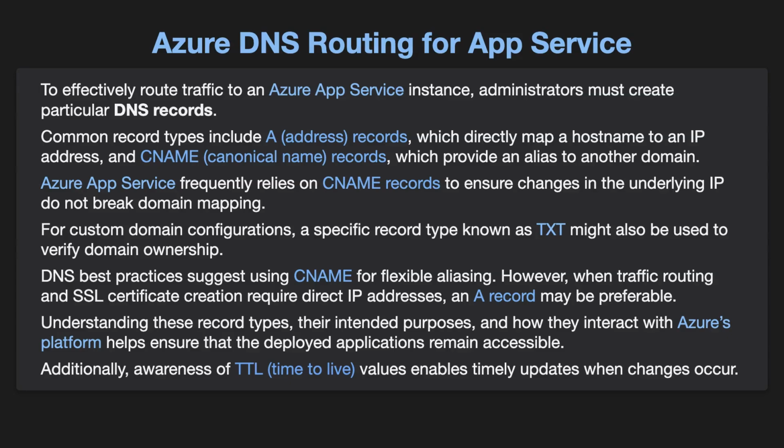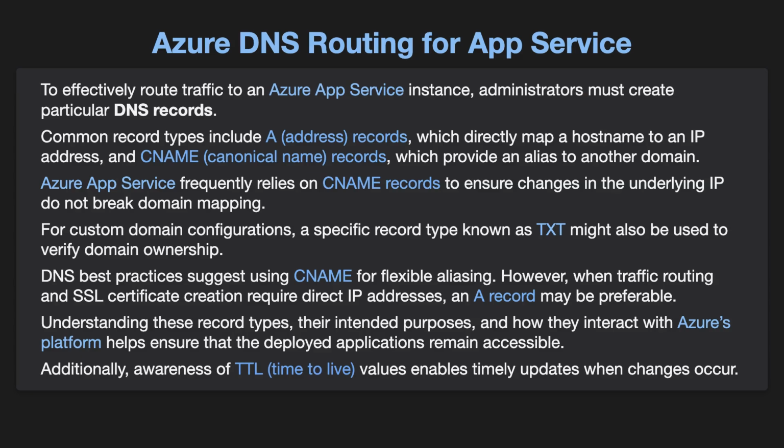To effectively route traffic to an Azure App Service instance, administrators must create particular DNS records. Common record types include address records, which directly map a host name to an IP address, and CNAME, canonical name, records, which provide an alias to another domain. Azure App Service frequently relies on CNAME records to ensure changes in the underlying IP do not break domain mapping. For custom domain configurations, a specific record type known as TXT might also be used to verify domain ownership. DNS best practices suggest using CNAME for flexible aliasing.